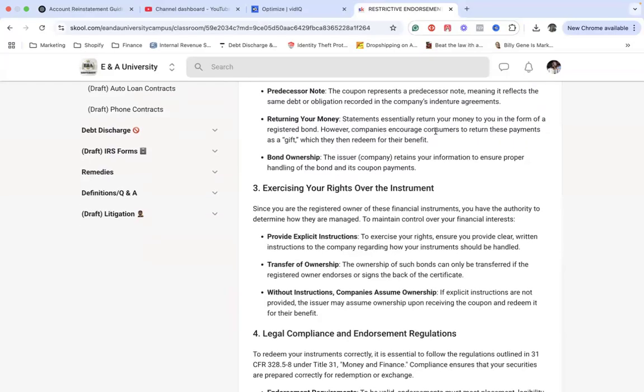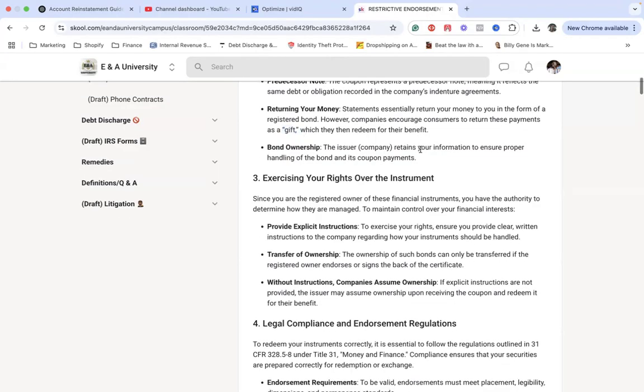However, these companies encourage consumers to return these payments as a gift. So this is what's happening right now. If you guys aren't properly endorsing them and properly stamping them and sending them to the proper location, they redeem them as gifts, right? And it's redeemable for their benefit, because what they're doing is they're going to take your payment willingly, and then they're going to go ahead and redeem the instrument, because it was not redeemed in the first place. So, bond ownership. The issuer, which is the company, retains your information to ensure proper handling of the bond and its coupon payment.